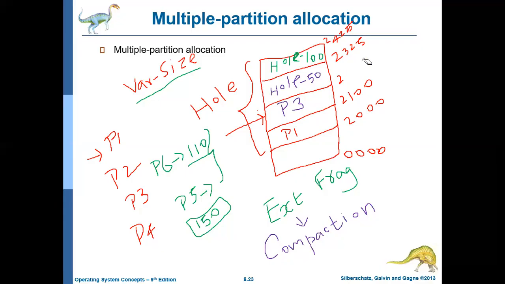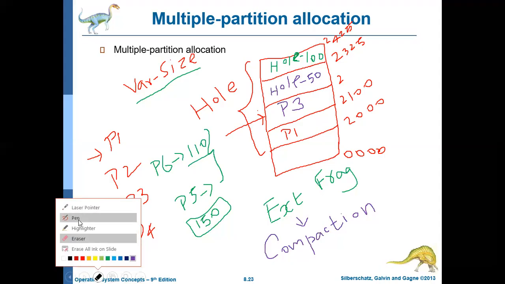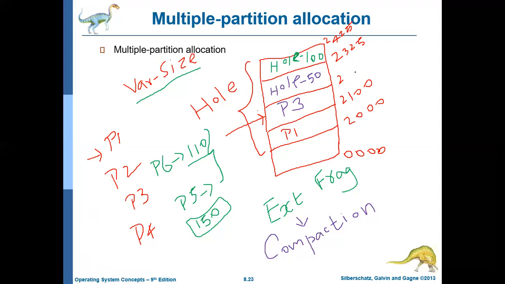Yeah, it needs plus 175. So 100 plus 175 is 2275. So P2 will be allocated 2200 up to 2275. Okay, and the next 50 MB, that is 2275 to 2325, there will be a hole, and the next 100 MB will be a hole, and then the operating system will merge these two holes.